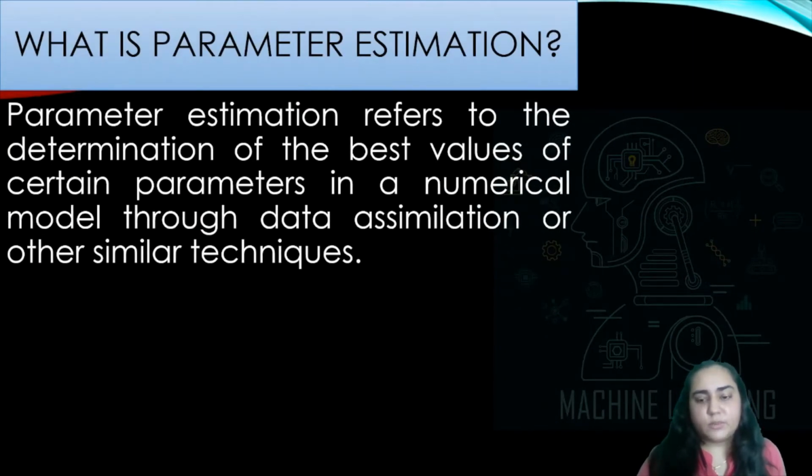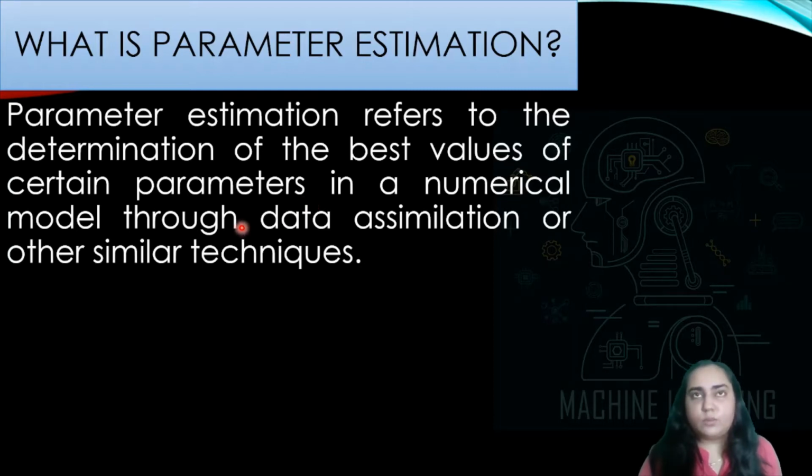So parameter estimation refers to the determination of the best values of certain parameters in a numerical model through data assimilation or other similar techniques. So estimating a parameter of a numerical model, the numerical model could be a Bayesian model, a binomial model, Poisson model, exponential distribution, whatever distributions that we have studied so far. So it could be any of those distributions could be called a numerical model.